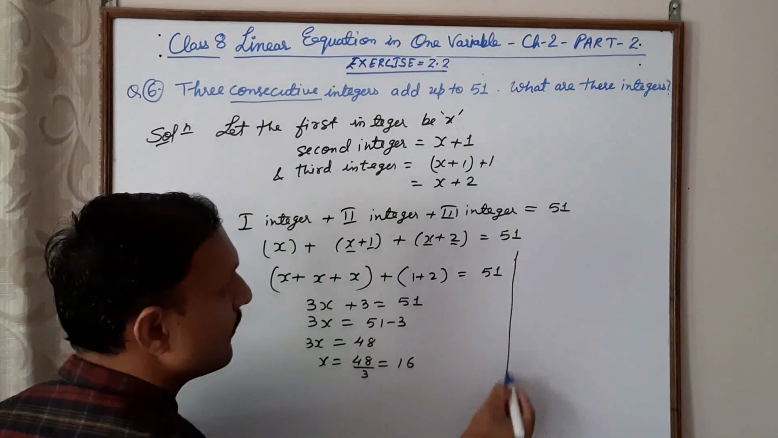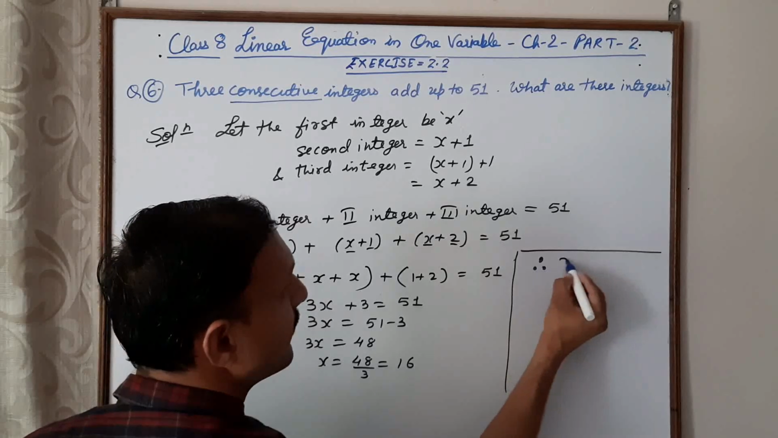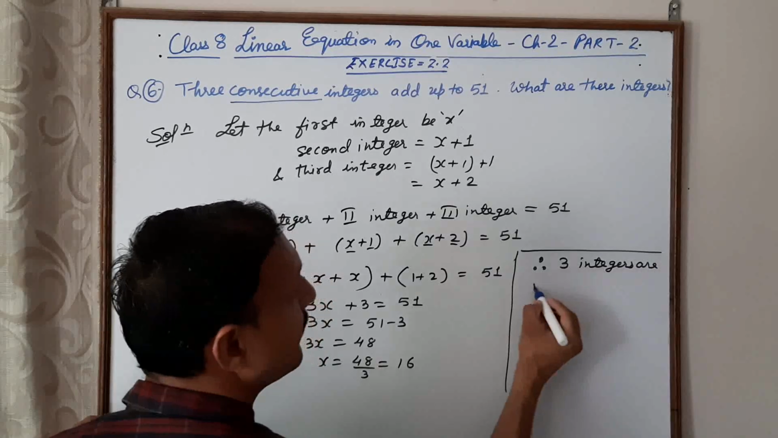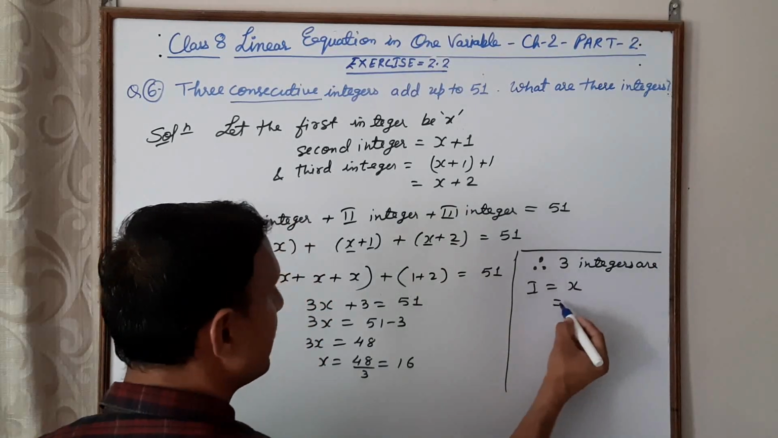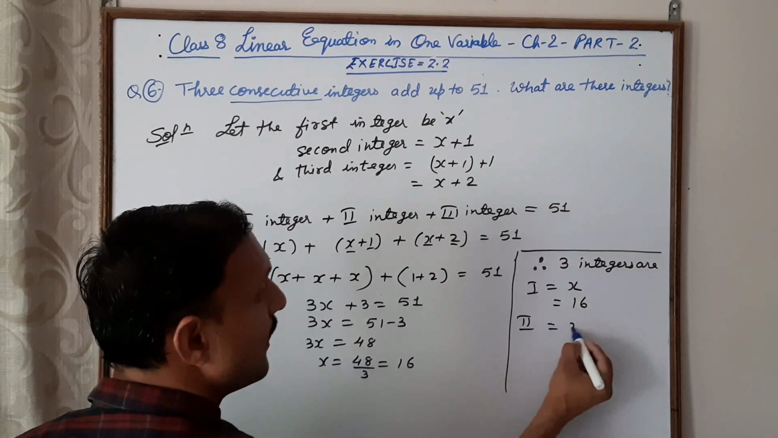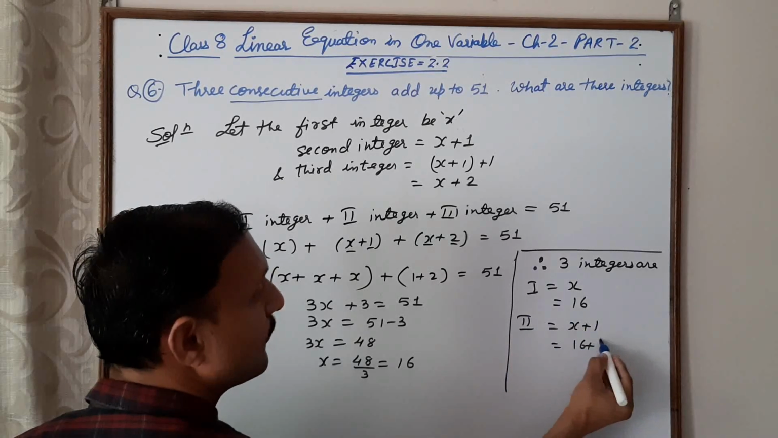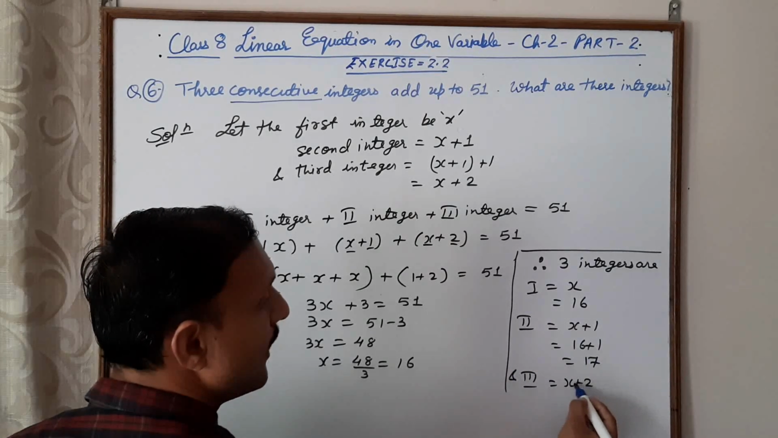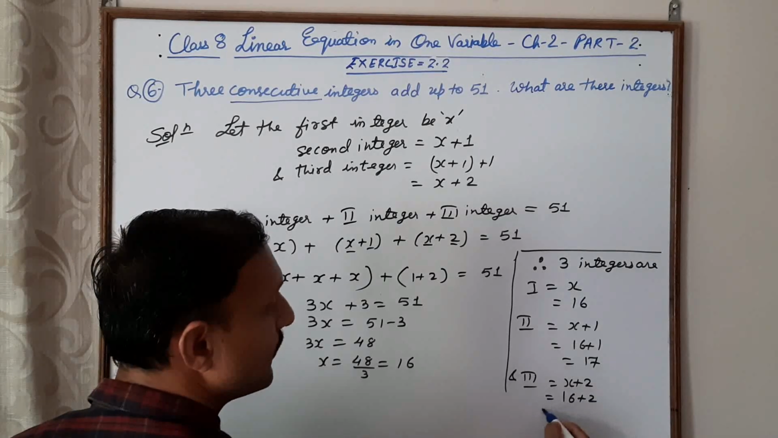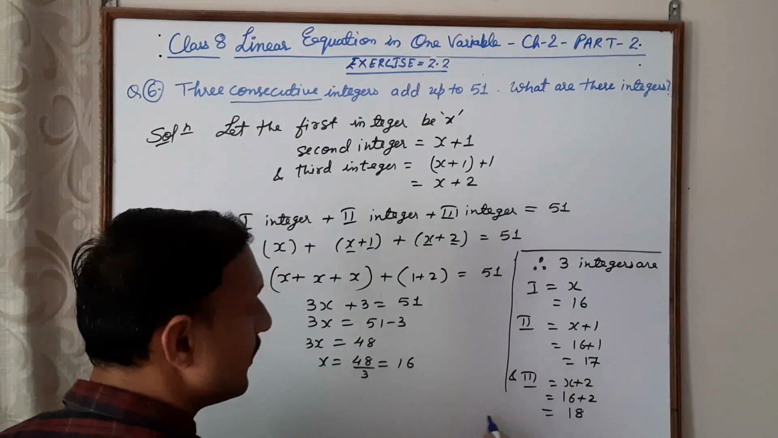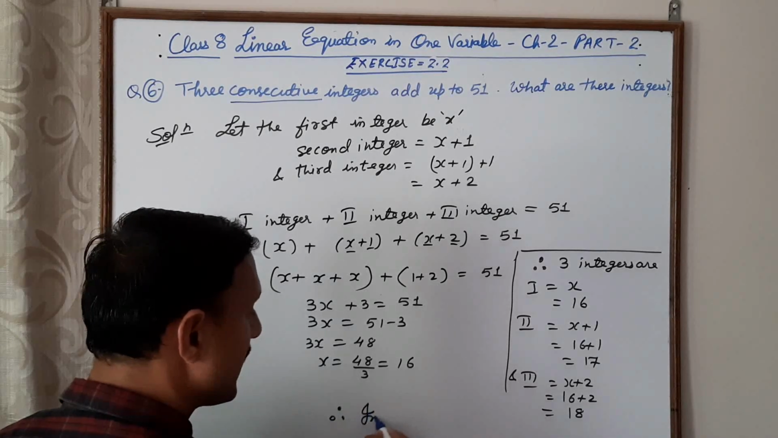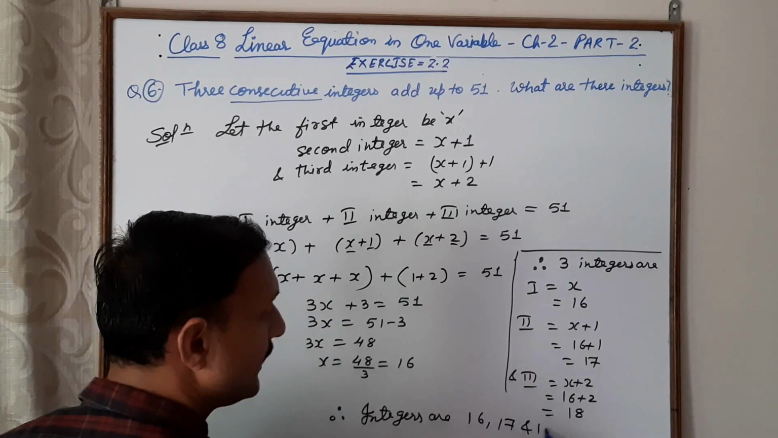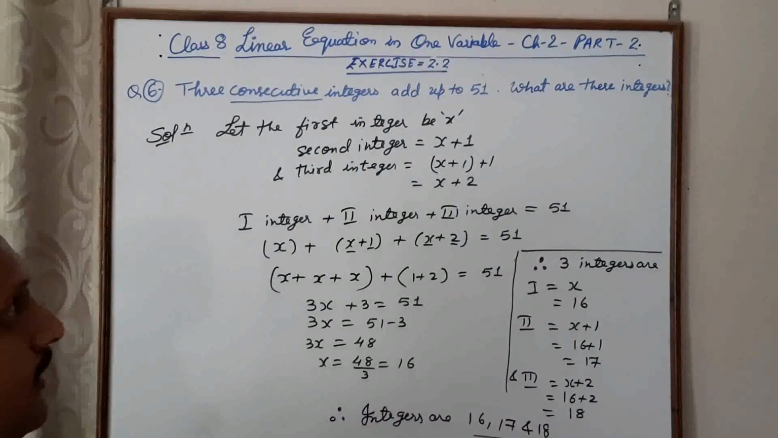Therefore, we'll write here, therefore, 3 integers are, first is x, means 16 only. Second integer, x plus 1, 16 plus 1, 17. And the third one, x plus 2, x is 16, 16 plus 2, 18. So, therefore integers are 16, 17 and 18. And when we add these three numbers, we will get the result 51.